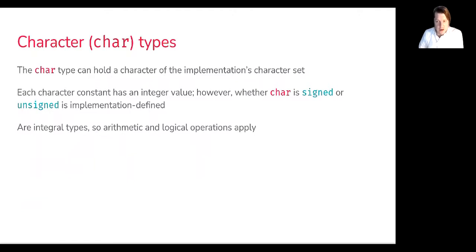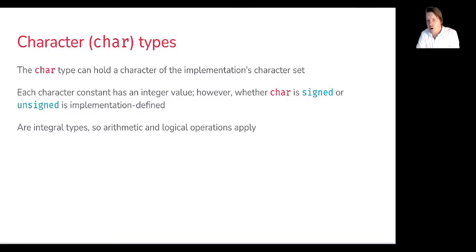So getting into characters a little bit here. The char type can hold essentially any character of the implementation's character set. And I'll get into that a bit more in the next slide, I believe. Each character is going to have a constant integer value. And that goes back to a couple of videos ago when we were saying how, in binary, we can't stick an ASCII character A in there. We only have 1s and 0s to work with.